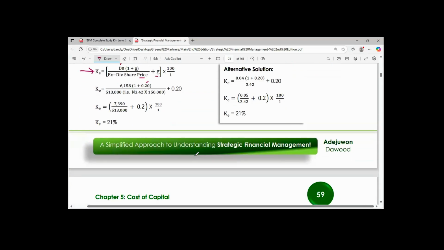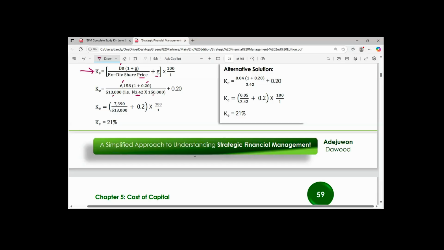Now, in this first one, I use absolute value. What do I mean by absolute value? Dividend in the question is given in absolute value. The total dividend of 6,158 naira is the dividend paid. But the share price given to us is 3 naira 42 kobo. So to convert it to absolute value, I need to multiply the market price per share with the number of shares to get the total market value. So 3.42 multiplied by 150 shares will give us 513,000 naira.